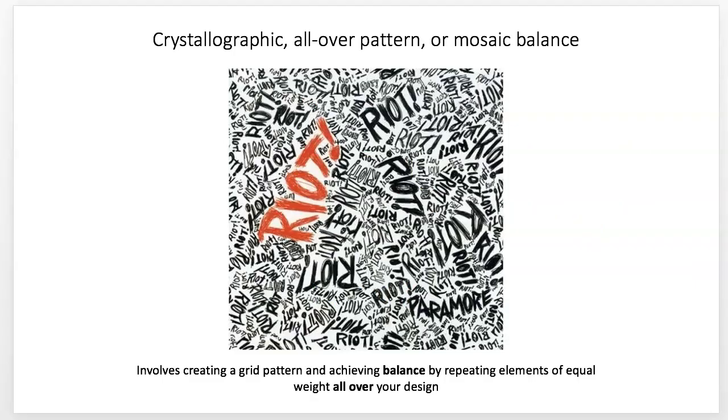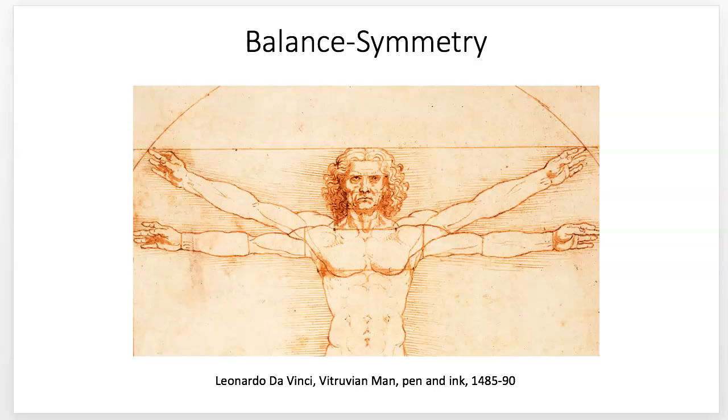So we have the four types. Let's talk about them and kind of break them down a little bit so we have an idea of what we mean. Symmetrical balance. This is a great example, Leonardo da Vinci's Vitruvian Man. It's basically identical shapes repeated on either side of a central axis. Like I said, it could be horizontal, but mostly we think of it as a vertical axis. And each element has an exact repetition of it. So that's pure symmetrical balance.